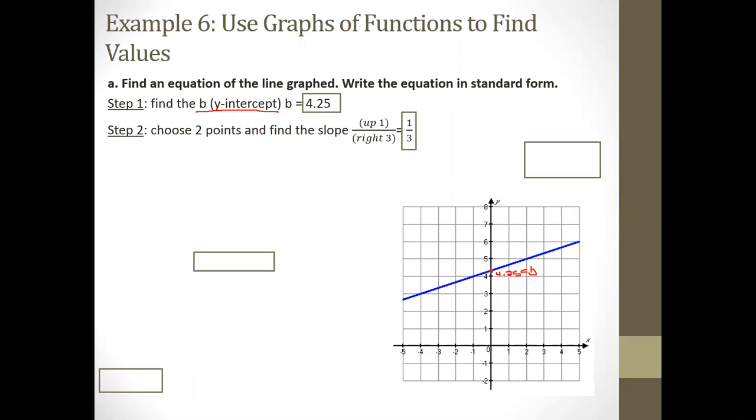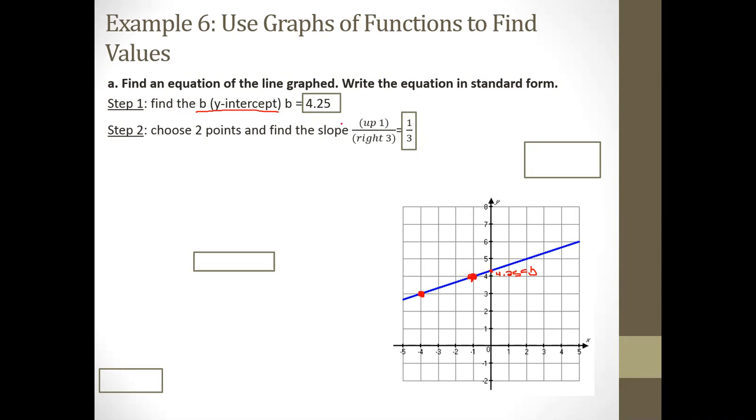Now, we will use 2 points to find the slope. Pick any 2 points on the graph. All right, I'm going to choose this point right here because it crosses in between two lines. I see I'm at -4, 3. And then I'm going to choose another point that's also between two lines right here at -1, 4.